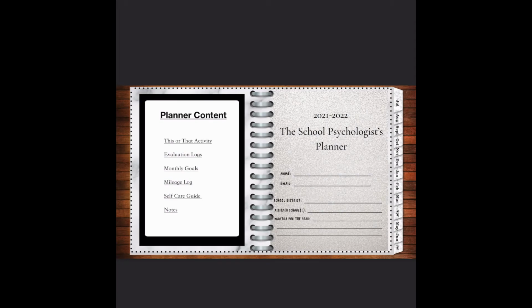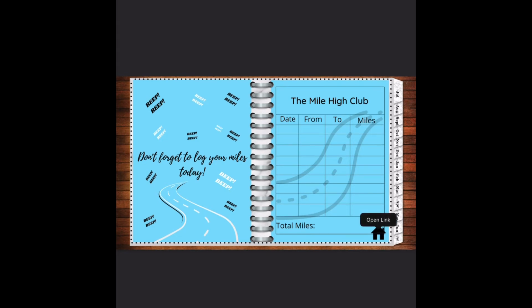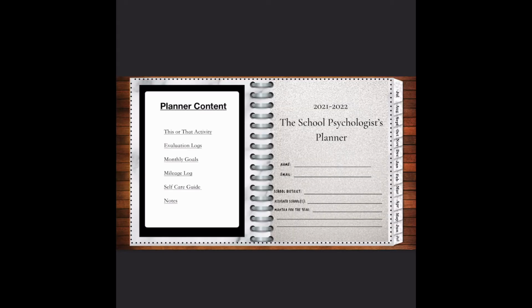So I'm going to go home again. There's also an area in this planner where you can log your miles. I called it the Mile High Club. And here it says, "Don't forget to log your miles today." And we have a lot of beeps to remind you not to forget. So basically, you have the date, the from, the to, and the amount of miles, and then you have a section in the bottom for total miles. So I'm going to go back home again.